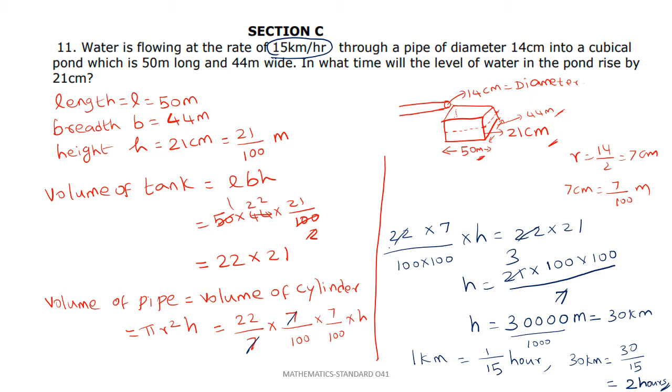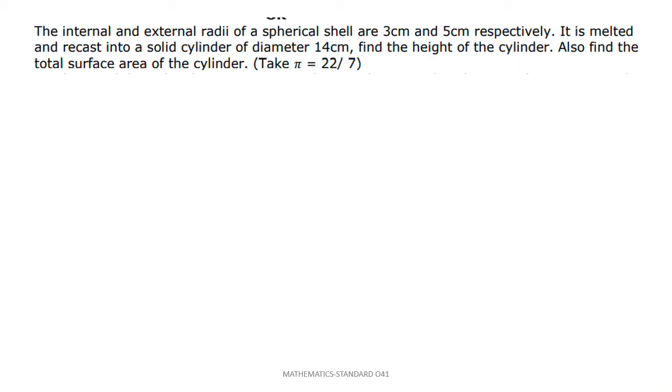What we have to find finally, we need to find what is the time. So for 1 kilometer, it takes 1 by 15 hour, because it is given 15 kilometer per hour. So 1 kilometer will be 1 by 15 hour. So 30 kilometer will be 30 multiplied by 1 by 15, which will give you 2 hours. So it will take 2 hours to fill the tank for 21 centimeter.